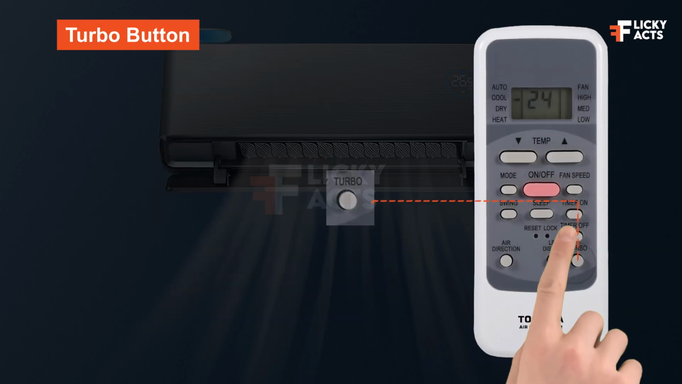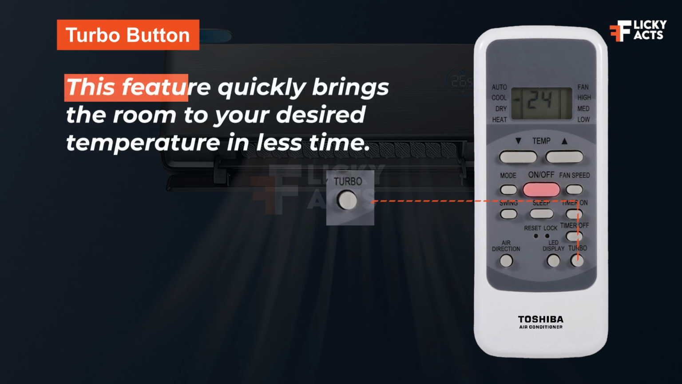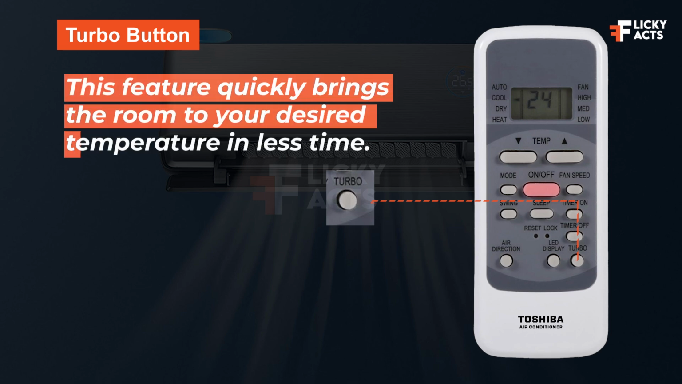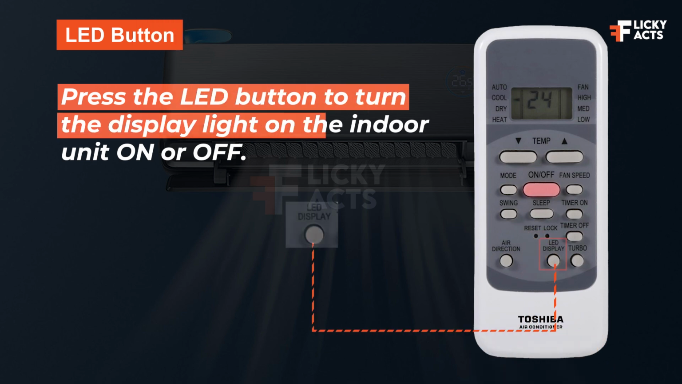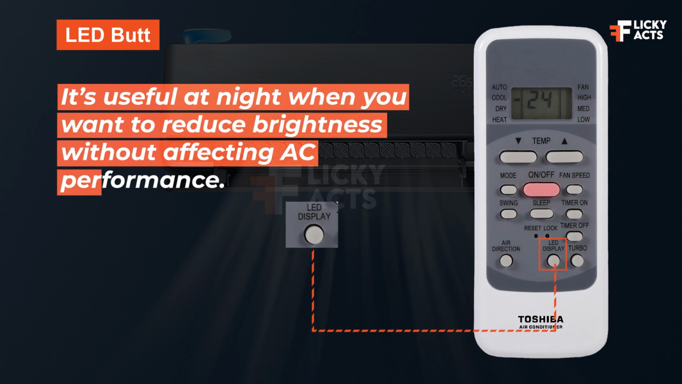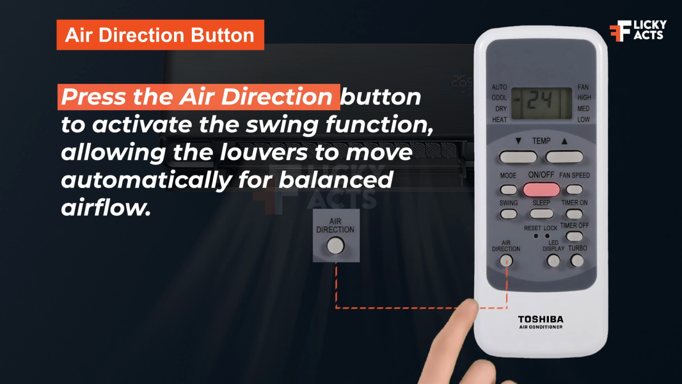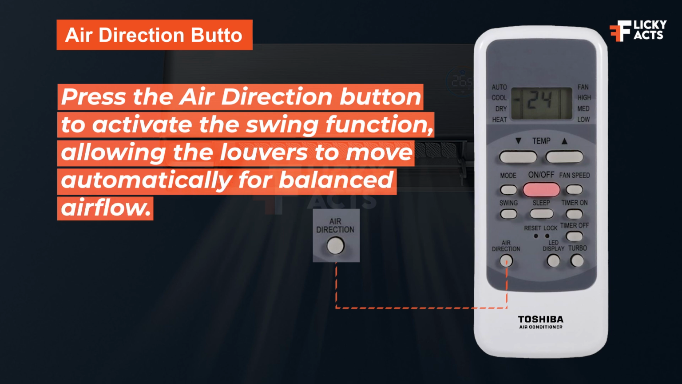Press the turbo button to activate rapid cooling or heating at maximum fan speed. This feature quickly brings the room to your desired temperature in less time. Press the LED button to turn the display light on the indoor unit on or off. It's useful at night when you want to reduce brightness without affecting AC performance. Press the air direction button to activate the swing function, allowing the louvers to move automatically for balanced airflow.